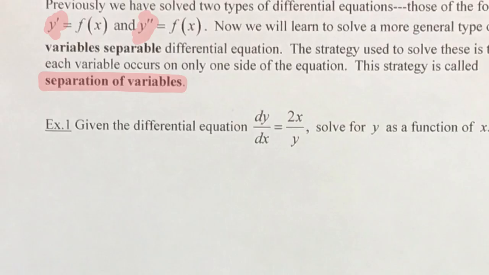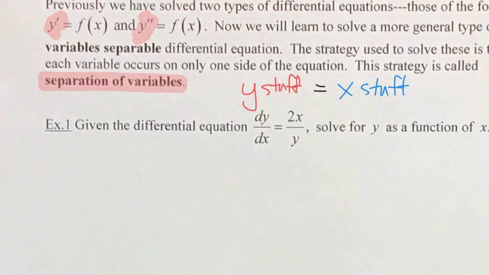Okay, so notice here we have a differential equation, dy dx, right? This is also known as y prime or f prime. This is the derivative of our function with respect to x, equals this ratio of 2x divided by y. So what we want to do is get all the y stuff on the left side, and get the x stuff on the right side.